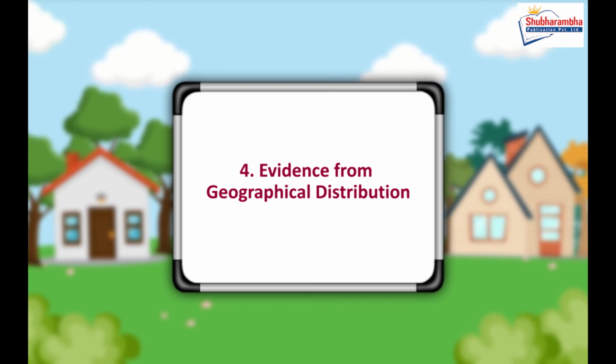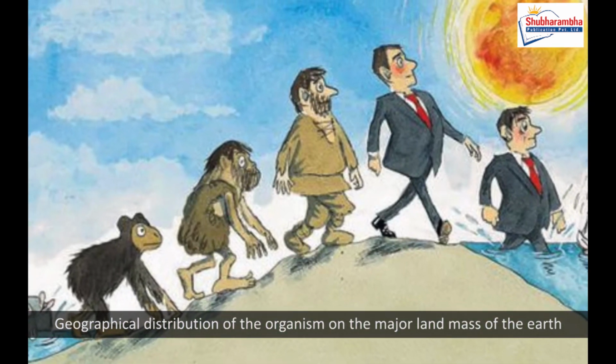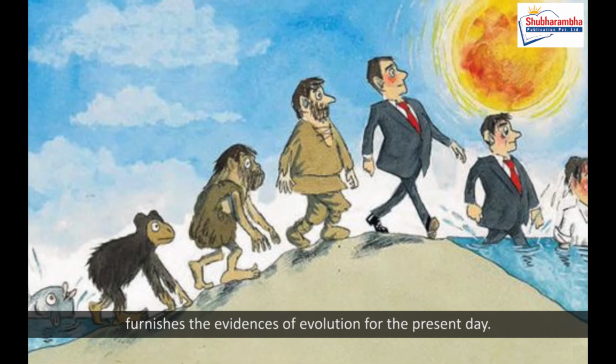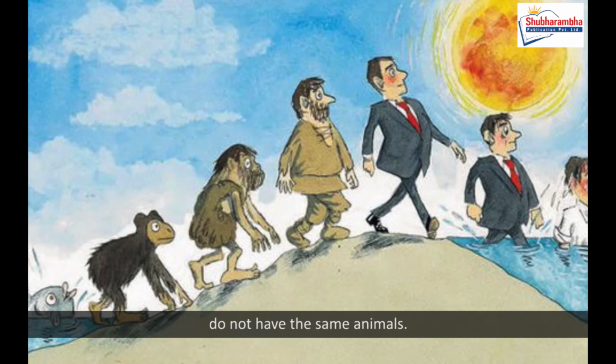4. Evidence from geographical distribution. The geographical distribution of organisms on the major landmasses of the Earth furnishes evidence of evolution. The present distribution can be explained by the past distribution and evolution. Certain zones have their own characteristic animals. However, places with the same climatic conditions in different regions of the Earth do not have the same animals.